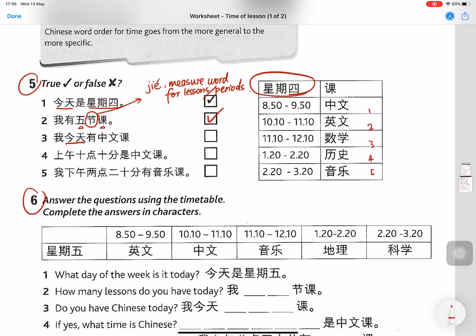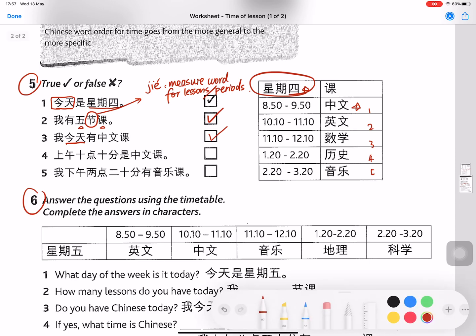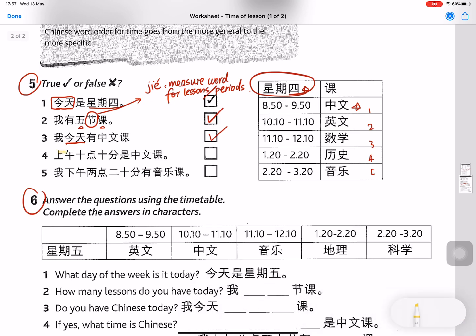3, 我今天有中文课，今天 today. Because it's already said, 今天 today is Thursday, and then you know Thursday, 中文, so this one is also correct. I have Chinese lessons on Thursday, so I have Chinese lesson today. Number 4, 上午10点10分是中文课.